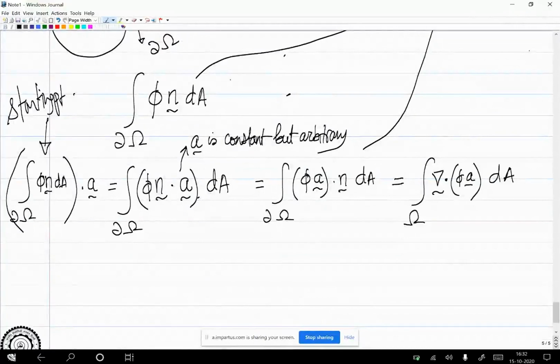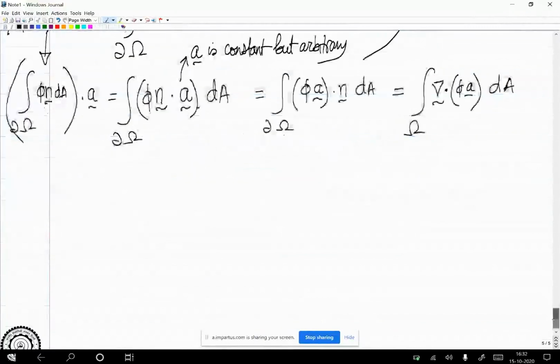Now let us see what is divergence of phi A. So I'll do it here. So divergence of phi A.